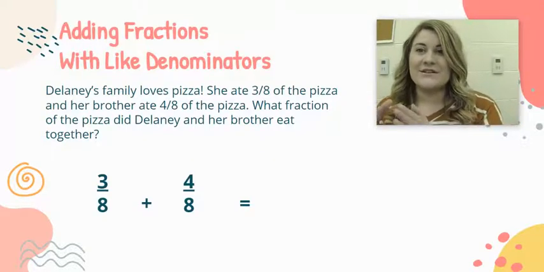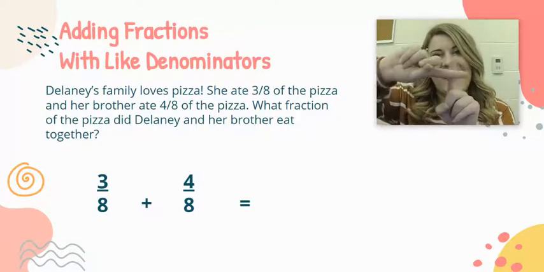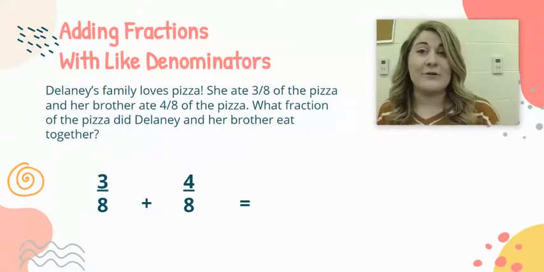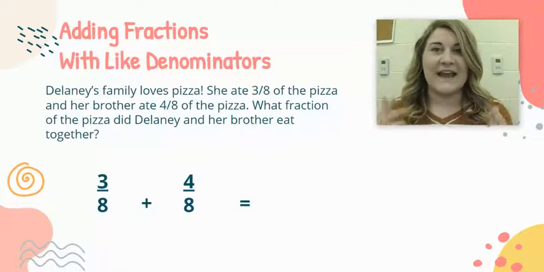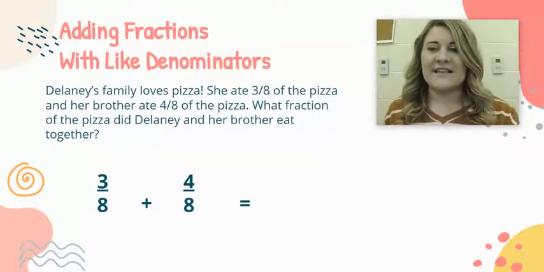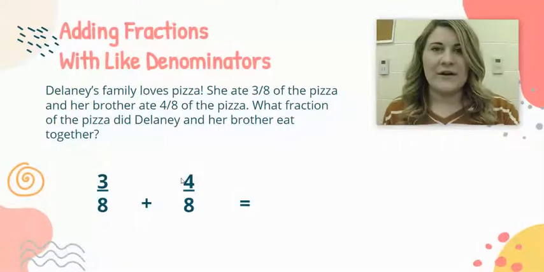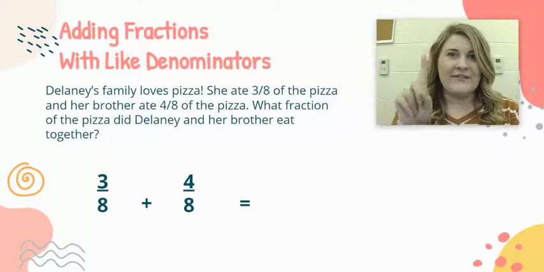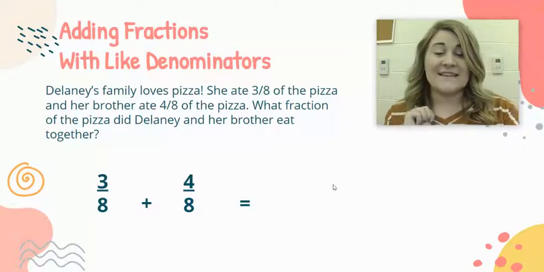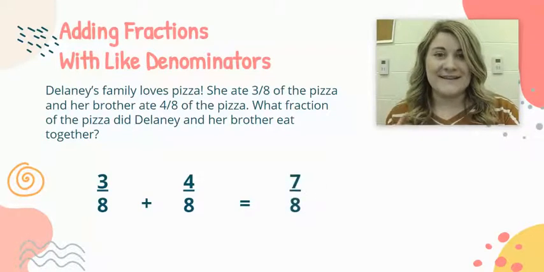And when we hear the word total, we know we are adding together. We are trying to find the total amount they ate. How much did Delaney and her brother eat together? So let's figure out how many slices of pizza they ate together. 3 plus 4. In my head, count up 3, 4, 5, 6, 7. So they ate 7 pieces out of the 8 pieces.